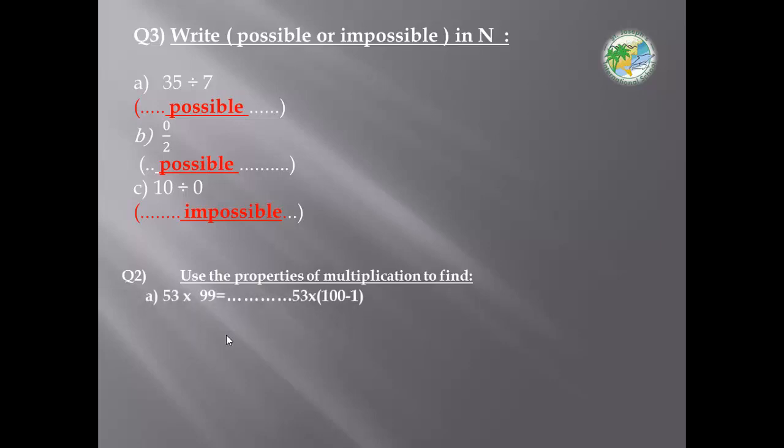Question 2. Use the property of multiplication to find 53 times 99 equals which number? Which property is this, 53 times 100 minus 1? This property is called what? 53 times 99 is less than 100, then it equals 100 minus 1. So this is the distributive property. 53 times 100 minus 53 times 1. Then 53 times 100 equals 5300 minus 53.